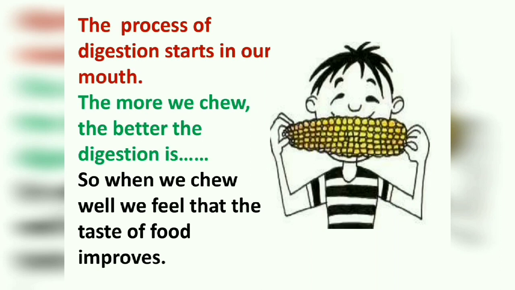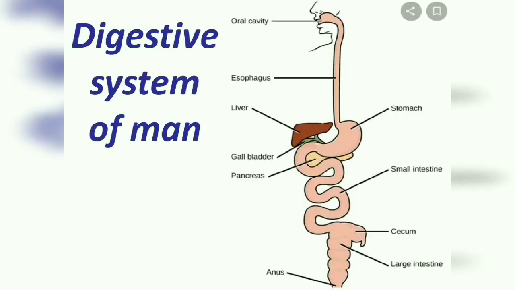This food mixes with saliva, and then the taste improves. Saliva has some enzymes which start the digestion process. So you must have seen, the more we chew, the better the taste is. So our parents tell us to chew the food properly. Sometimes when we don't chew properly, we face certain problems also.